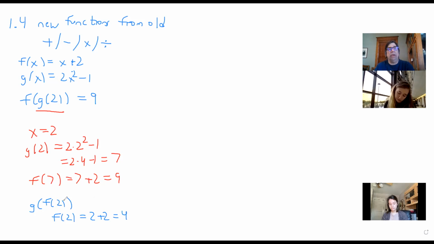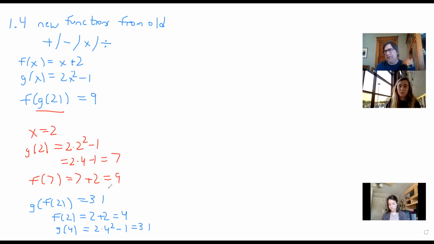What do I do with the 4? Replace f of 2 with 4, and now try to find g of 4. So I put 4 in for x here. So 16 times 2 is 32. 32 minus 1 is 31. So definitely not the same answer.